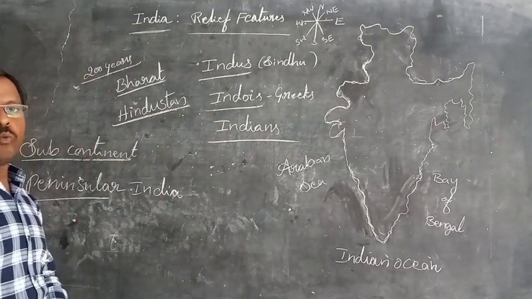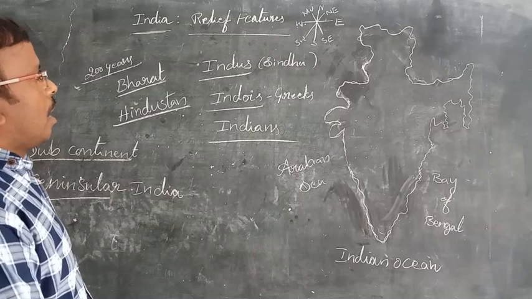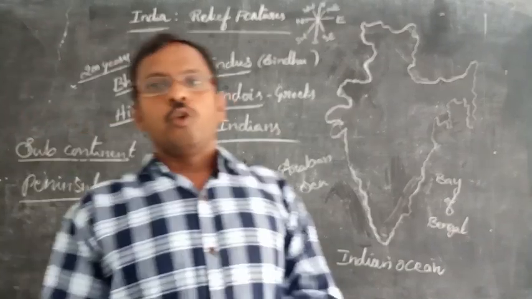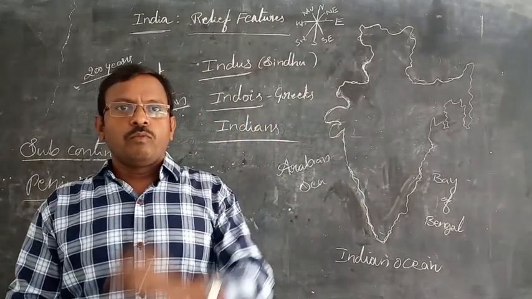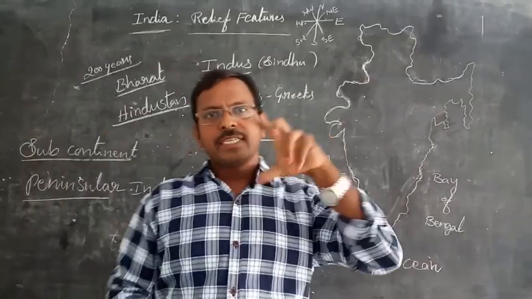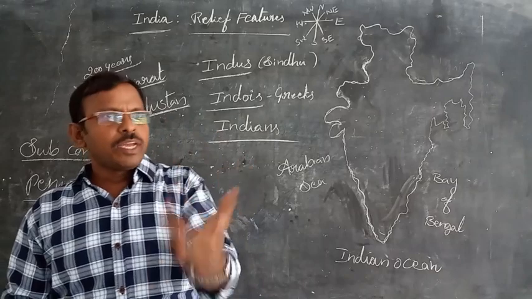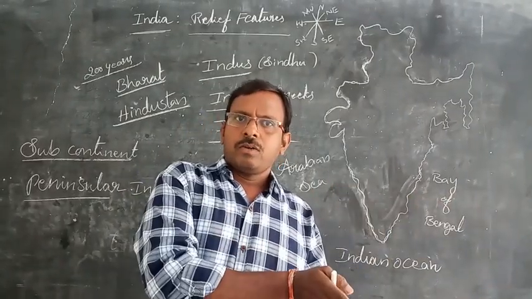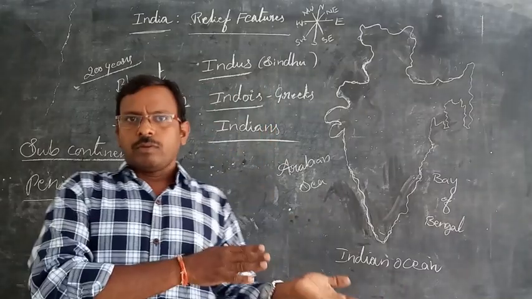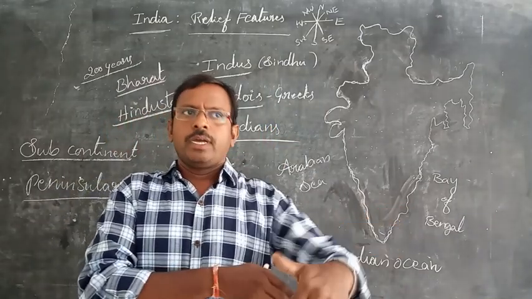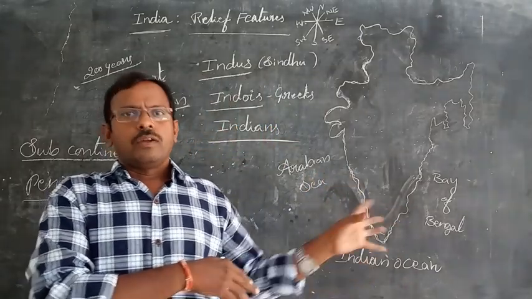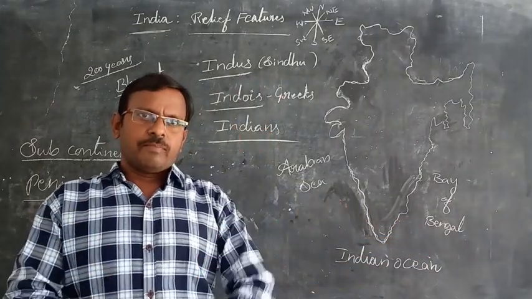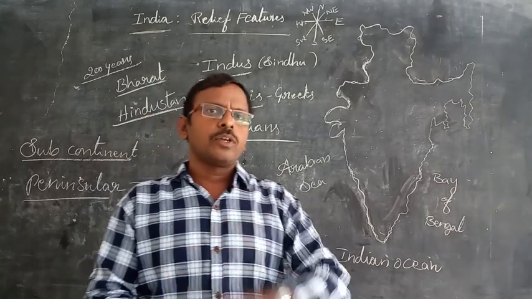Next, we will see the location where India is located. Where is India located? We know how to say where your house is located. My house is located beside a temple, with a road in front to the east, a temple to the west, and then a pond. Like that we can say where your house is located.